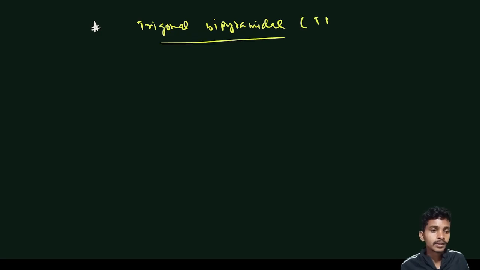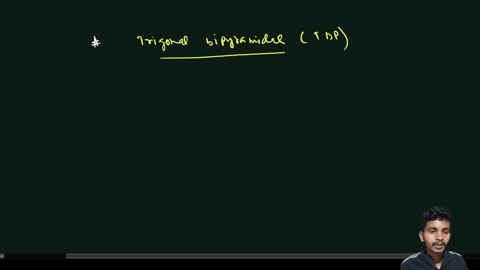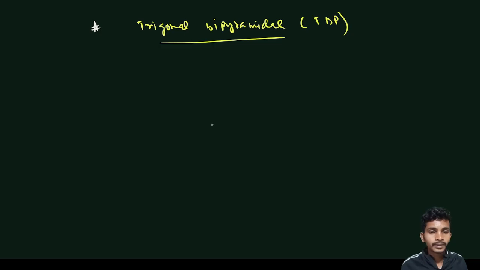One is trigonal bipyramidal, which you can call TBP. So how does the structure actually look? Let's say this is M, then three equatorial positions, and two axial.